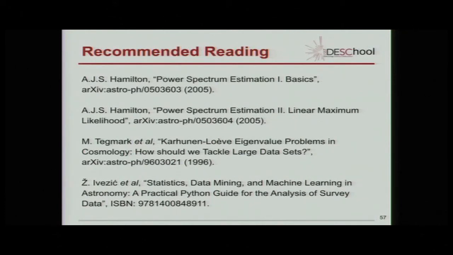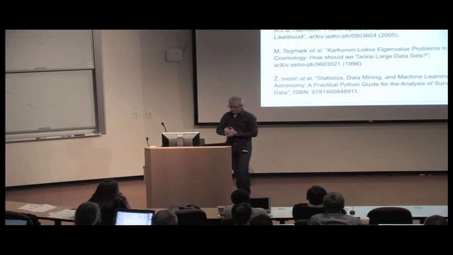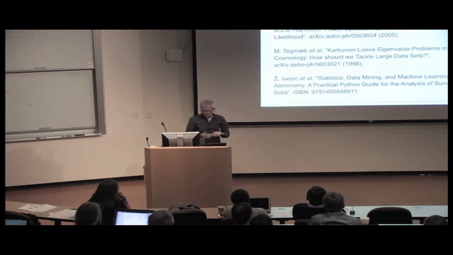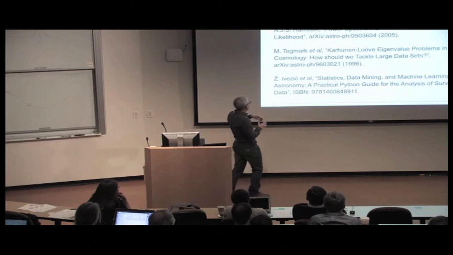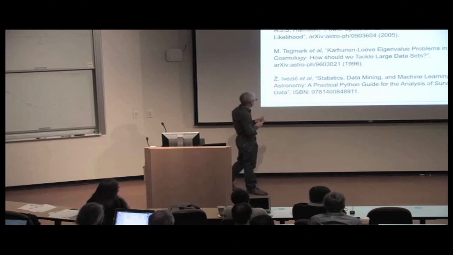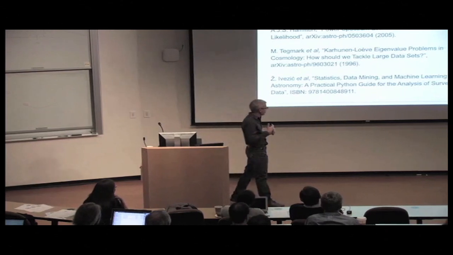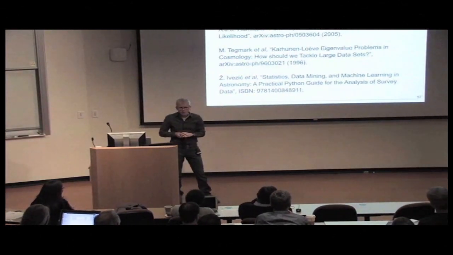Another paper anyone who's interested in statistics and cosmology should read is Tegmark et al., this one with a very formidable title, Karhunen-Loève Eigenvalue Problems in Cosmology. That's not at all what it's about. I mean, it is, but what it's really about is Fisher matrices. If you really want a clear, plain introduction to Fisher matrices and how they apply to cosmology, this is what you should read. And then finally, although I haven't gotten all the way through it yet, the book by Ivezić and others, Statistics, Data Mining, and Machine Learning in Astronomy, is really useful. The chapter that I read on Gaussian random processes really inspired me, and I'm just finishing a paper using it. I just learned it from their book.